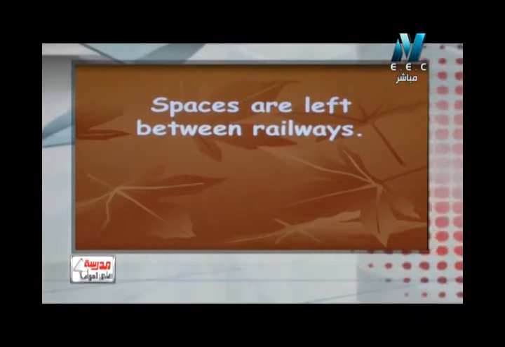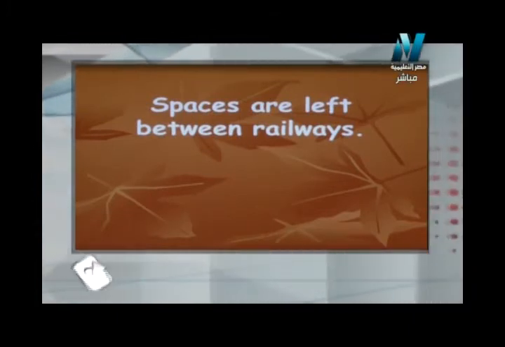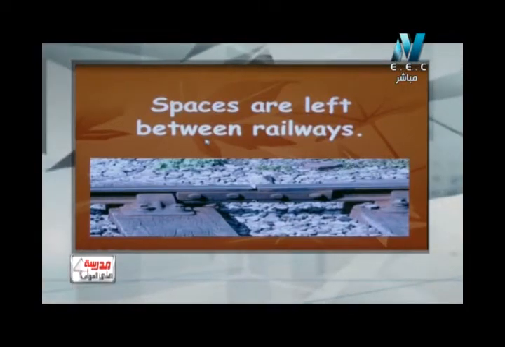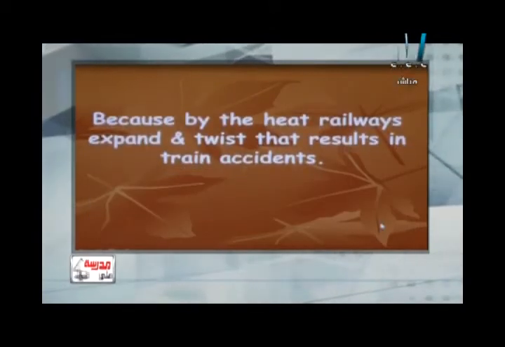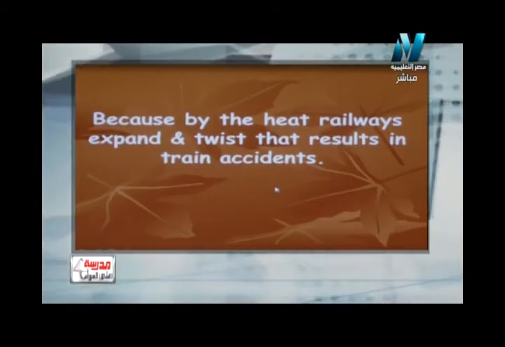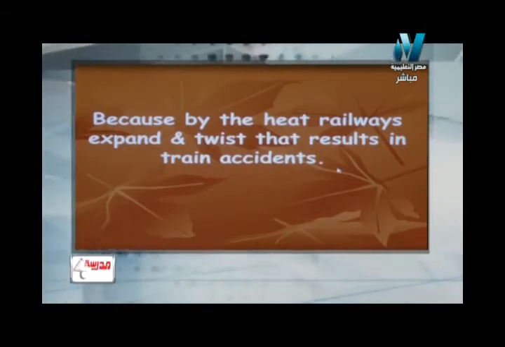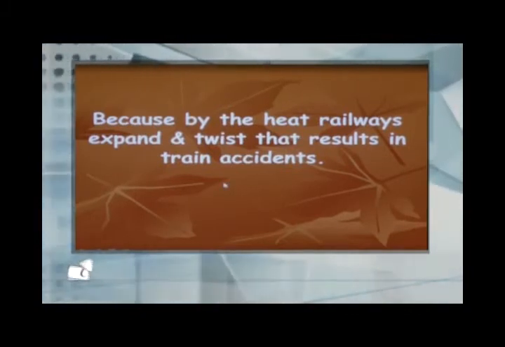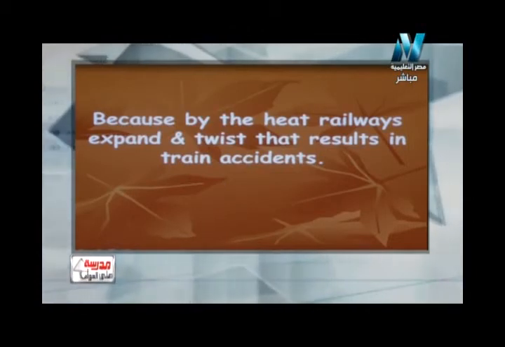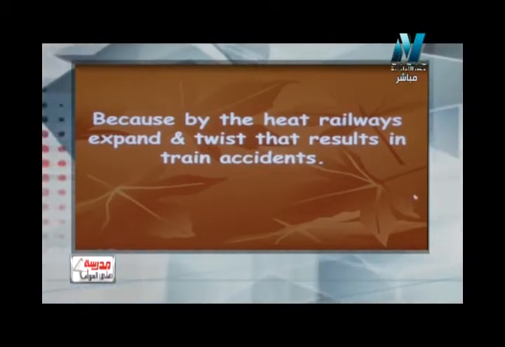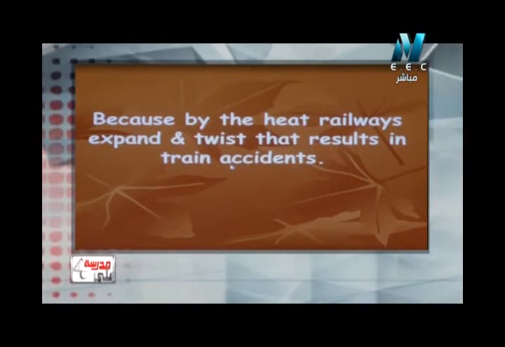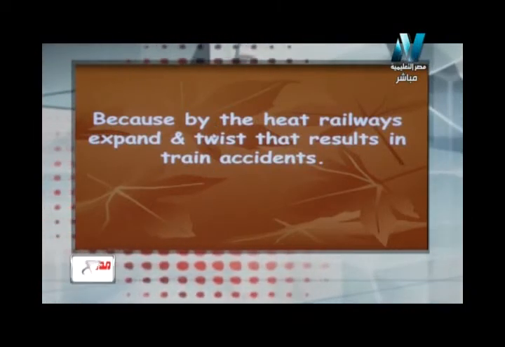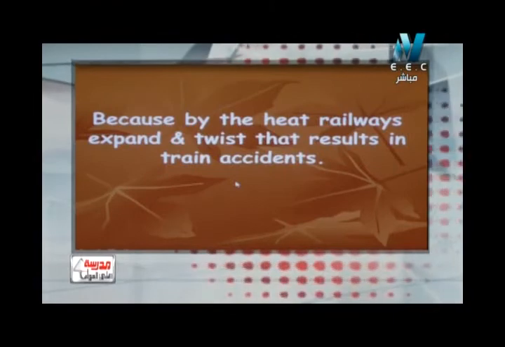Another question. Spaces are left between railway tracks, like this picture. We know we must leave a space between the railway tracks to avoid bending or buckling, and we have a simple answer: because by heat railway tracks expand and twist, which results in train accidents. When the weather is summer or the temperature is high, the metals the tracks are made of expand and twist or bend, and that causes train accidents, God forbid. So again, because by heat railway tracks expand and twist, that results in train accidents.